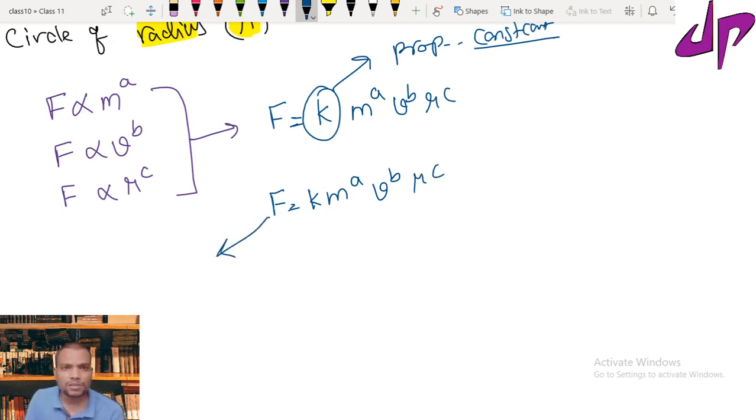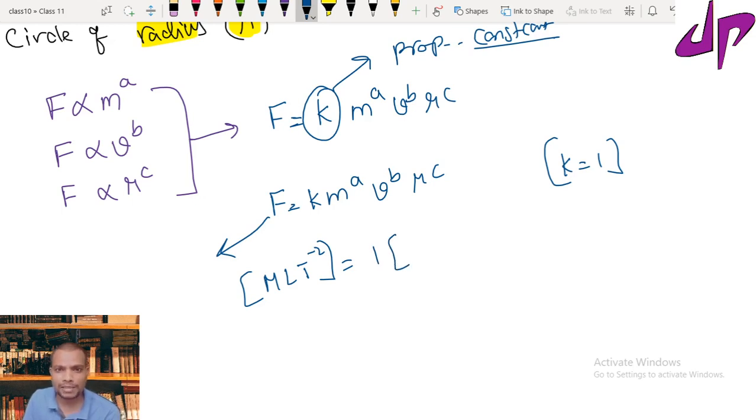Now I know the dimensions of force. What are the force dimensions? It's M L T power minus 2. Now this is equal to, if you take the constant k value equal to 1, m is the mass, so we write M power a, and v is the velocity, so the velocity dimensions are L T power minus 1, power b, and r is radius. Radius means nothing but distance, that gives L power c.